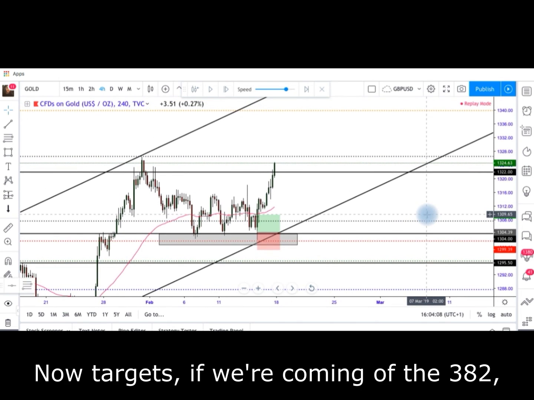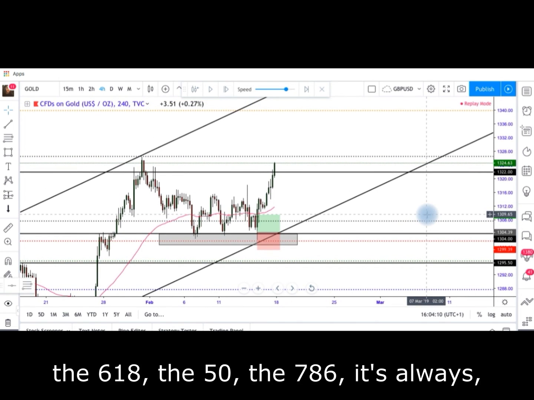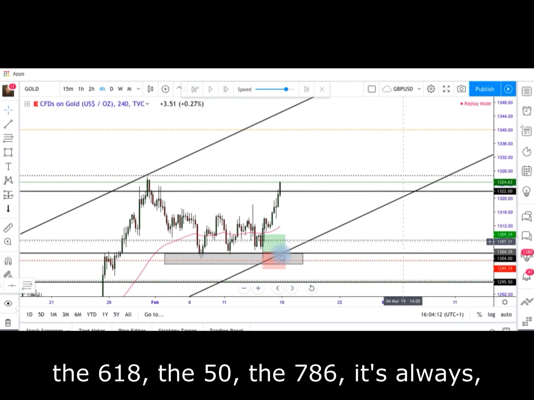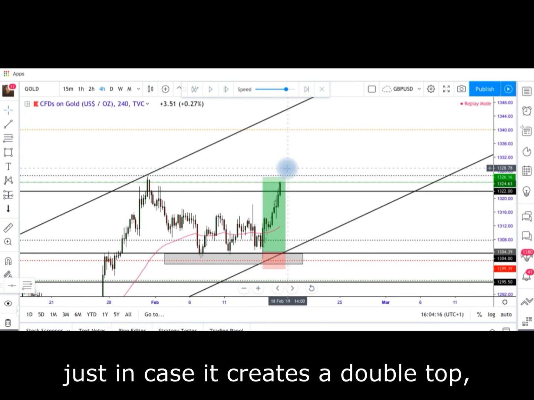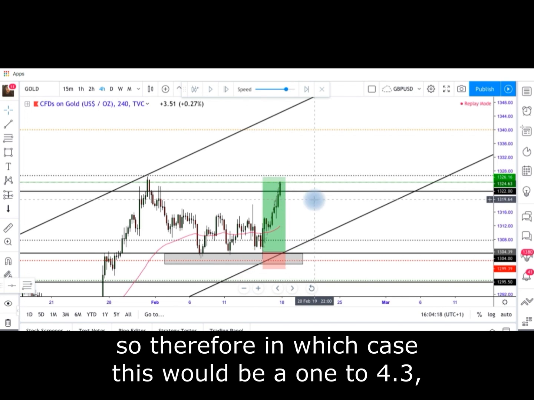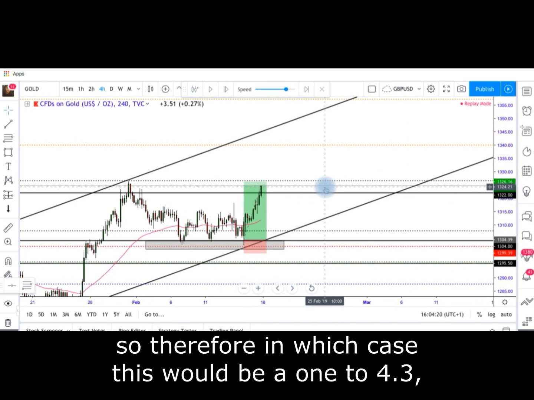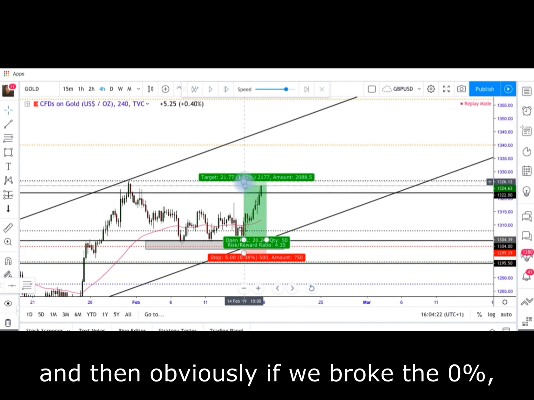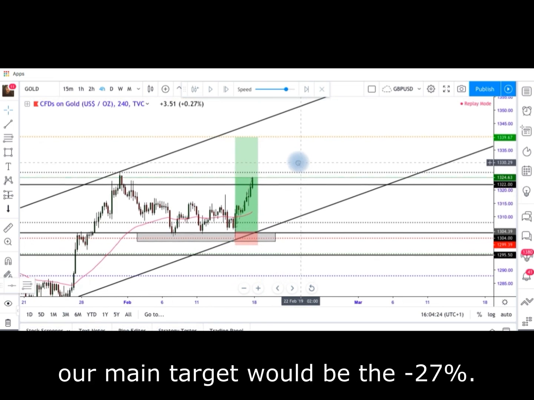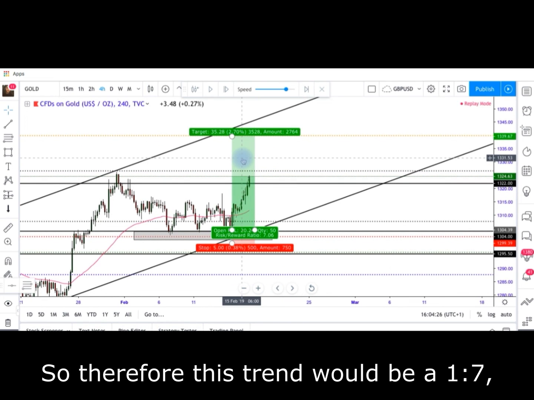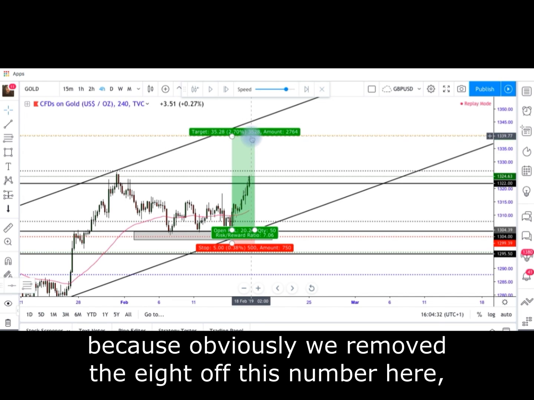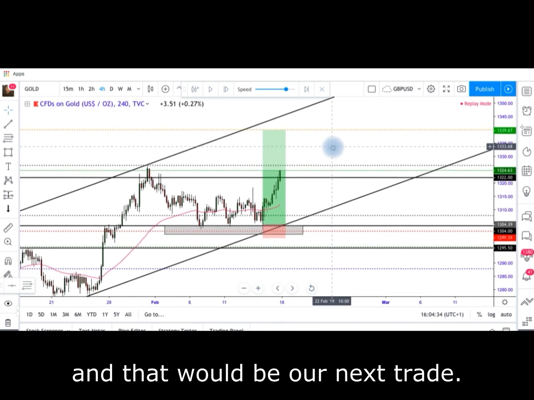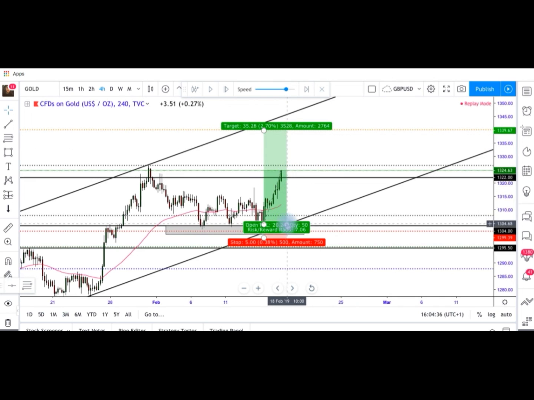Now, targets, if we're coming off the 38.2, the 618, the 50, the 786, it's always take some profit off at 0% just in case it creates a double top. So therefore, in which case this would be a 1 to 4.3. And then obviously, if we broke the 0%, our main target would be the minus 27%. So therefore, this trade would be a 1 to 7. We'd be risking 50 pips to gain 352 pips because obviously we remove the 8 off this number here. And that would be our next trade.